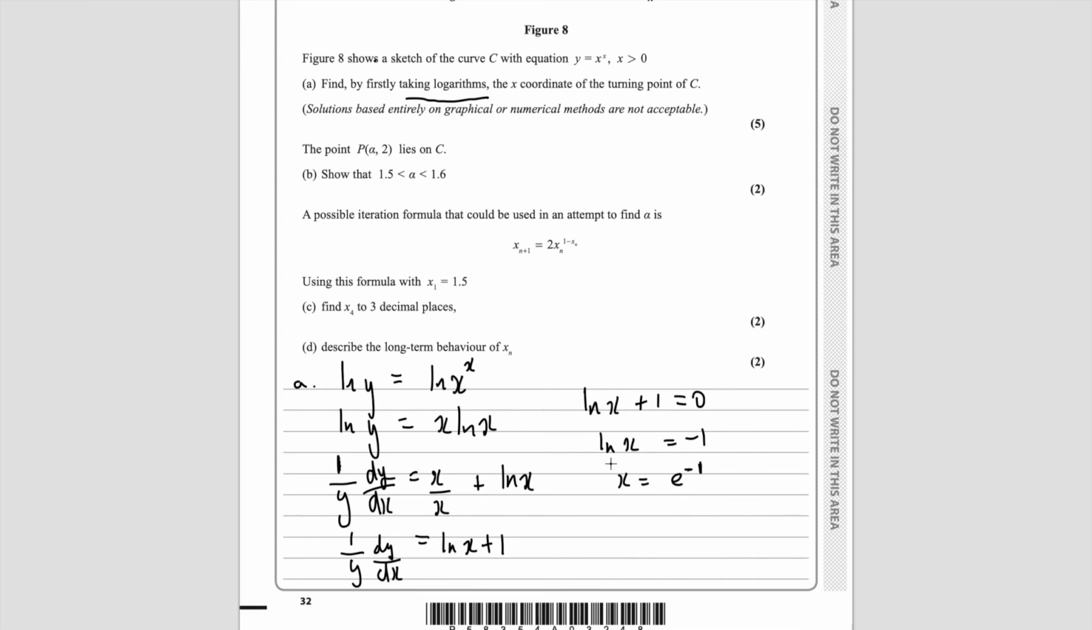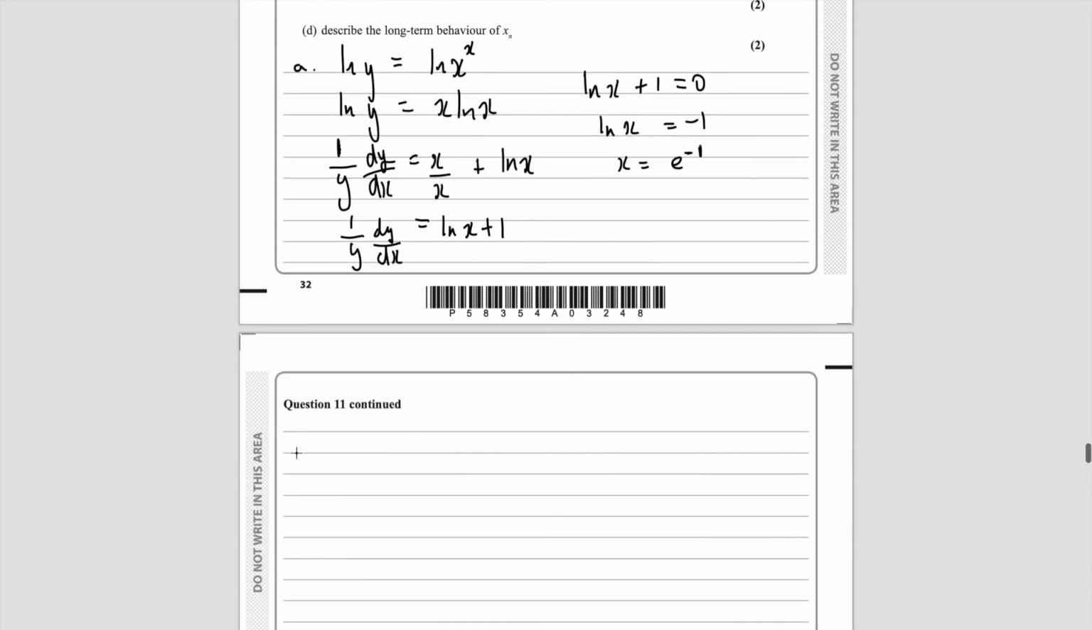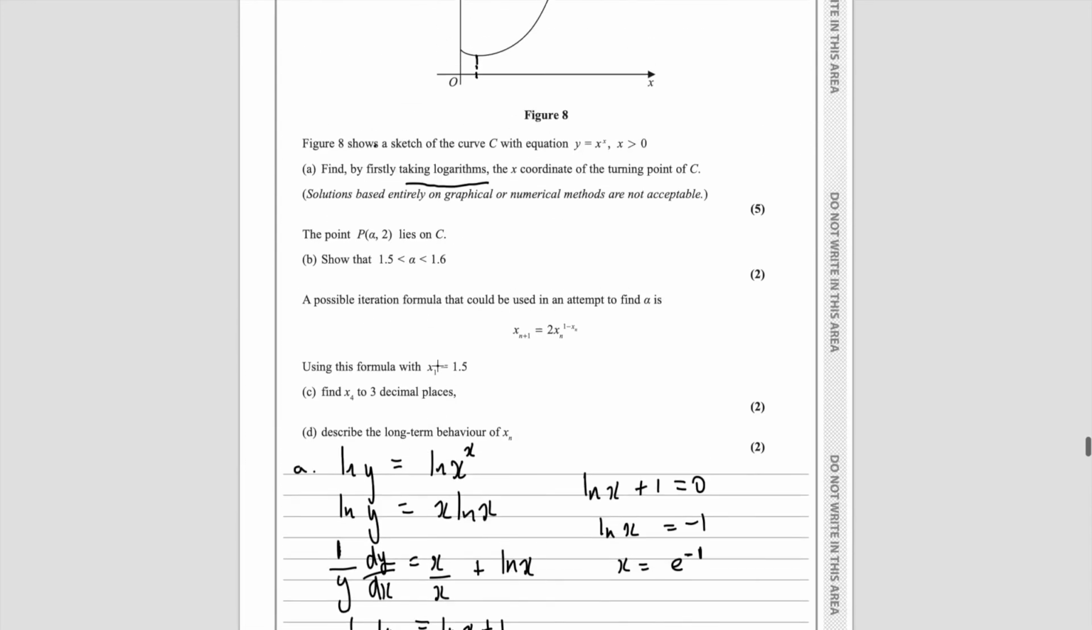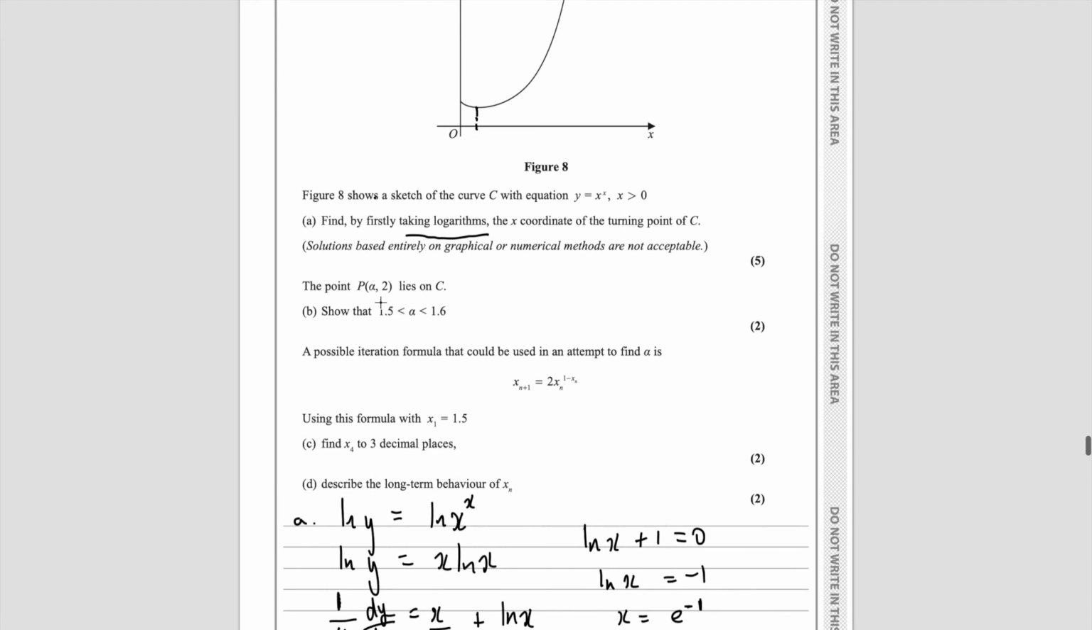And that there is the x-coordinate. For part B, we're given the point alpha, 2, lies on C, and we're asked to show that 1.5 and 1.6 is the range of alpha. What we need to do here is slightly different to the standard way in which you'd be expected to answer this sort of question, where you'd have a root.